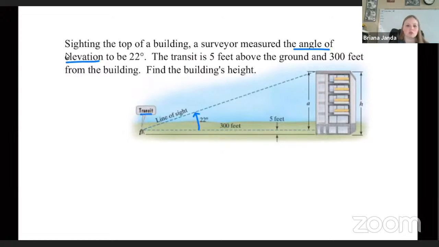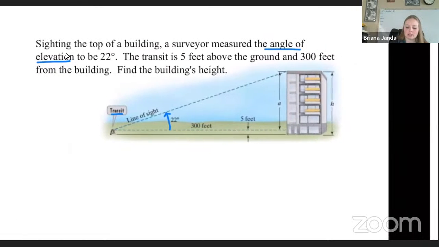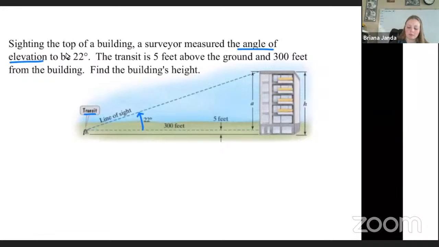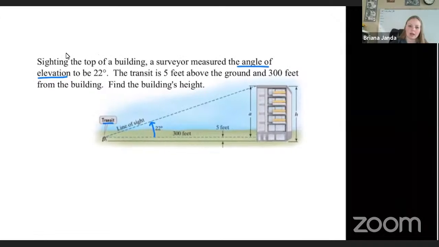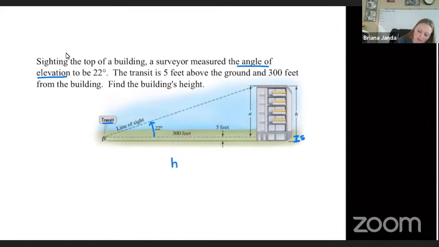You see where it says transit. The transit is the piece of equipment that they're using, is 5 feet above the ground and 300 feet from the building. Find the building's height. Notice that the height is made up of the height of the building, which they've marked as A, plus this little piece down here, which is our 5-foot transit. So eventually I'm going to say that our height is that 5 feet that the transit is above the ground plus whatever we find for A, the height of the building.